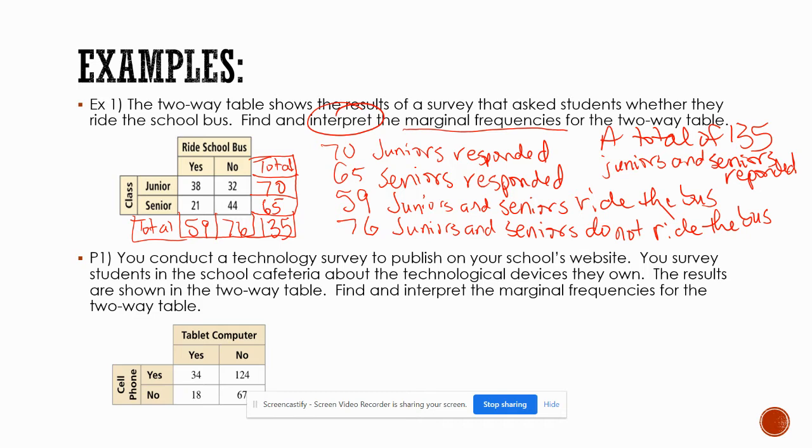So let's do the same thing for our tablet computer versus cell phones. So it's asking about the technological devices they own. So do they own a cell phone? Do they own a tablet computer? And so on to try to compare. So we're going to have, again, our totals. I'm going to have to squeeze this in with this bar that's here.